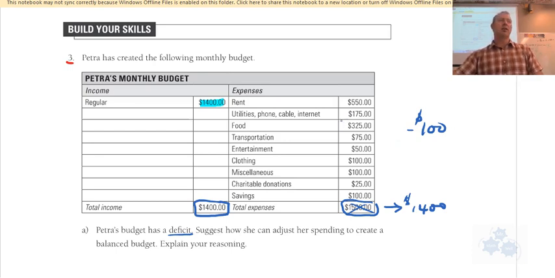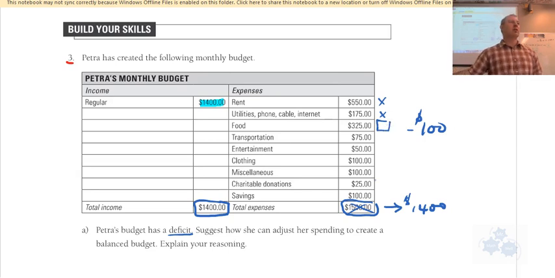And of course you have to consider that some things cannot be adjusted, like the rent, right? You can't just say, hey, I'm going to pay less this month because I'm spending too much on other stuff. That's not the way it works. So we can't touch this one. Utilities, phone, cable, internet. If that's a regular payment, we probably can't touch that one either. Food, this is one where we could probably trim.